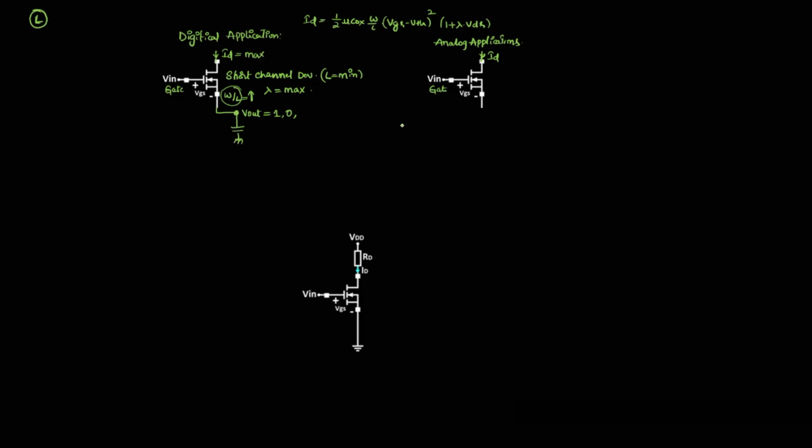In analog applications there should be linearity with respect to input. The output should change linearly with respect to input, so the drain current should be controlled by the gate. Without that, practically we cannot get the application. So ID should be mostly a function of VGS, and not much dependent on VDS. For that we have to make sure lambda is as minimum as possible. For that, the length of the device should be as maximum as possible, so that lambda will be minimum.